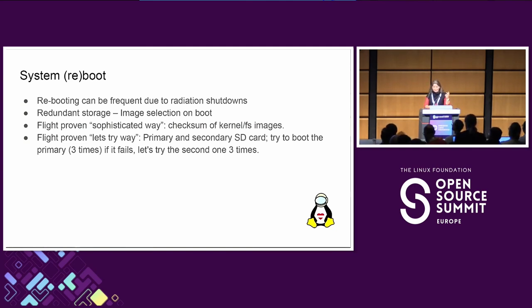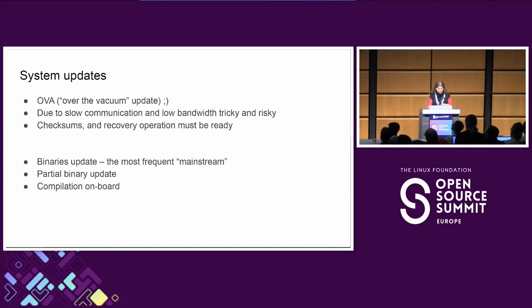board: okay, let's try the primary one three times, and if it fails, let's try the other one and repeat this procedure. I mean, the satellite is operating. Both of those approaches are working in space. So it's up to you how much risk you would like to take and how much money you would like to invest to be kind of secure from failures.